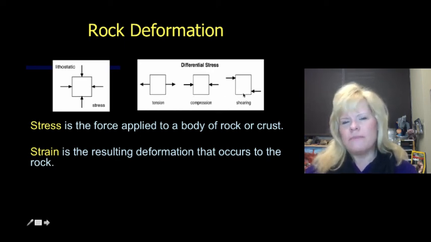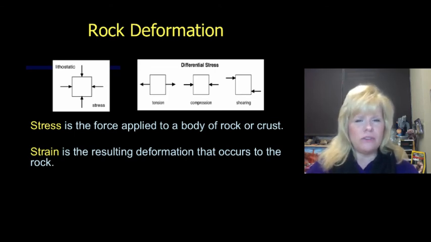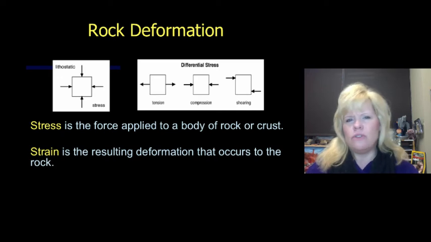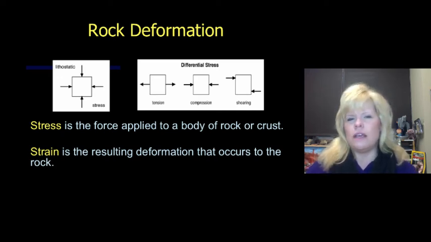That would be compression. And sometimes it feels like things are slipping right by you side by side. That's shearing. Well, this happens in rocks too, and depending on the type of stress that's applied to a rock, the end result of the deformation and/or faulting will look unique. So the strain is the end result. This is what happens to the rock, the permanent deformation.